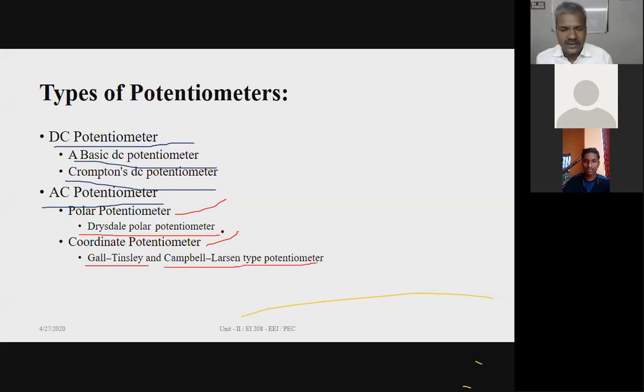Mainly we concentrate on the Drysdale potentiometer and the Gall, Dinsley potentiometer.